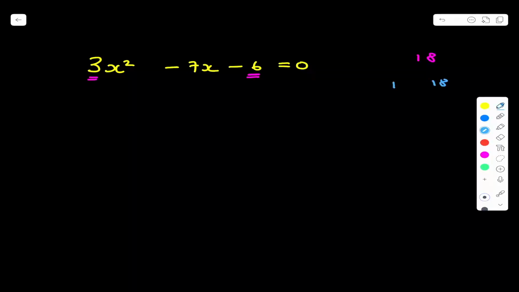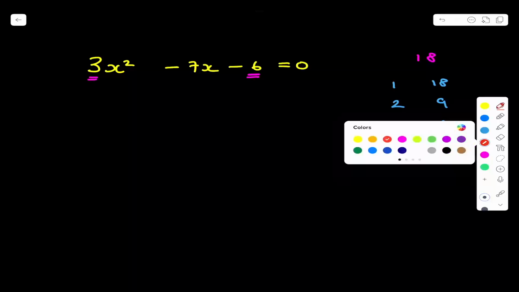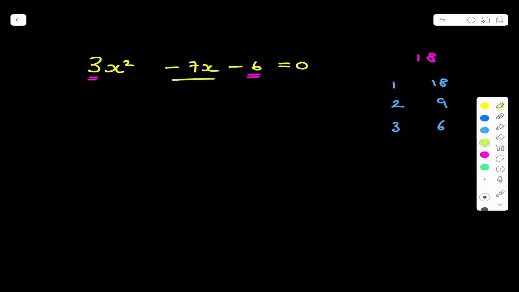So you have 1 times 18, 2 times 9, 3 times 6, 4 doesn't go, 5 doesn't go, 6 times 3 we've got to repeat. So there are all my factors of 18. Out of those, now we need to select the ones that would add together to give me negative 7. The only ones that could give me 7 are going to be these two. And they need to add together to give me negative 7.